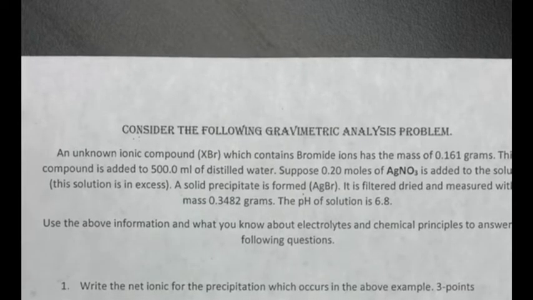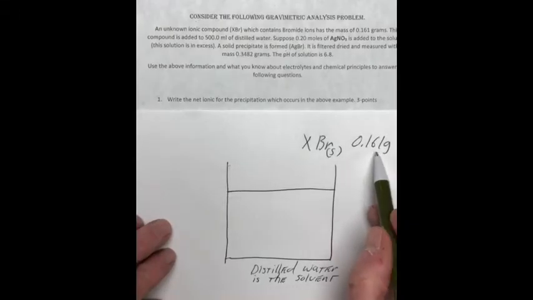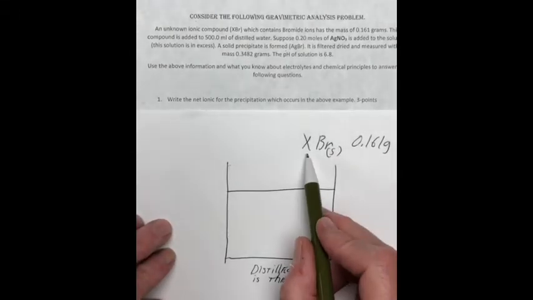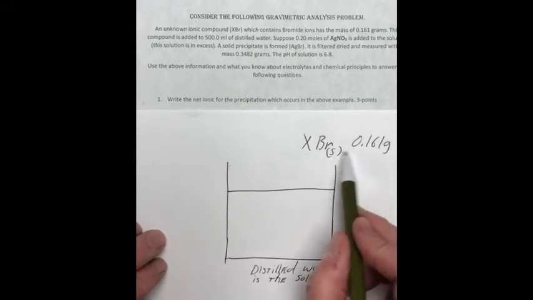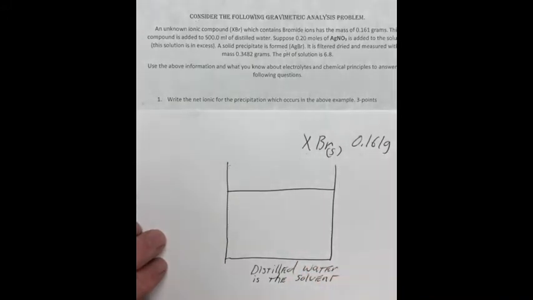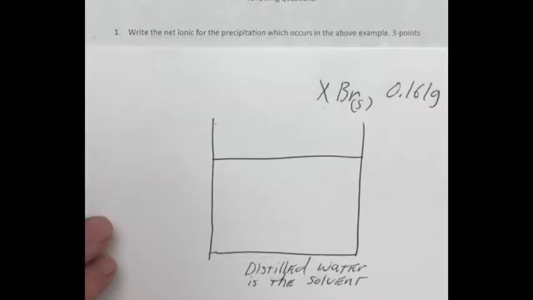First question, write the net ionic equation for the precipitation reaction which occurs in the above example. Here is our ionic solid. We're not quite sure what this X is, but it's a metal. Could be sodium, potassium, lithium. It could even be an alkaline earth metal with a double positive charge. We're just not sure.